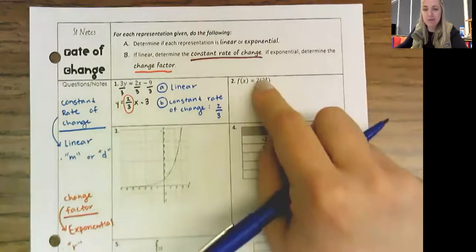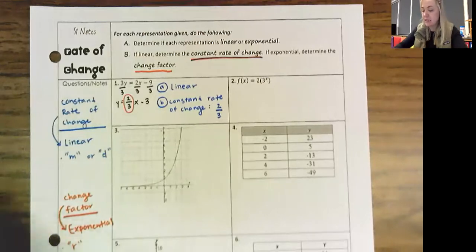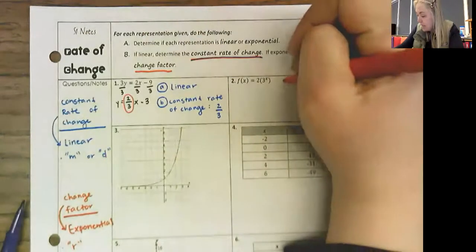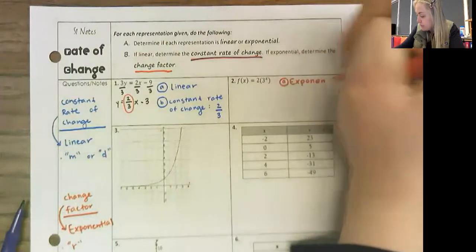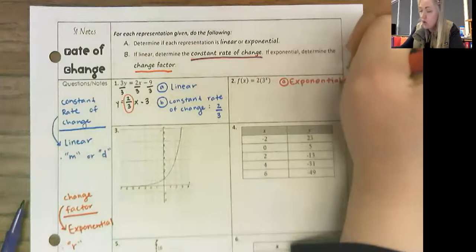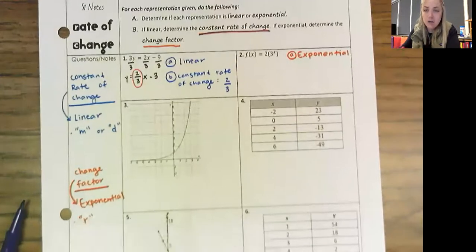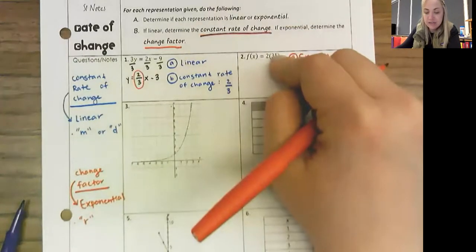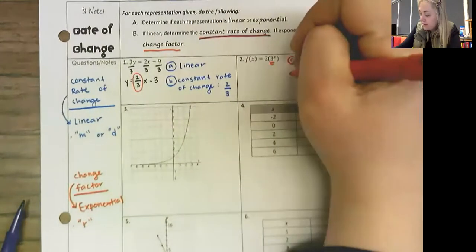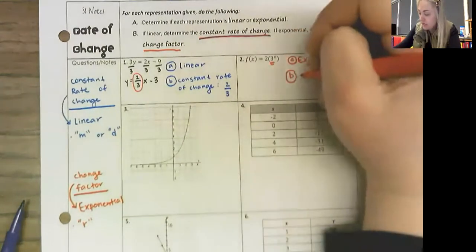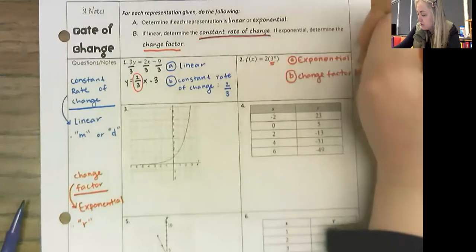Okay, look at problem number 2. This is clearly set up as an exponential function because we have those exponents. So I'm going to start part A saying that this is exponential. Now, if you remember back, we always put that rate, that R value, underneath the exponent. It was always the thing directly under x. So right here, that would be 3. So B, my change factor, is 3.